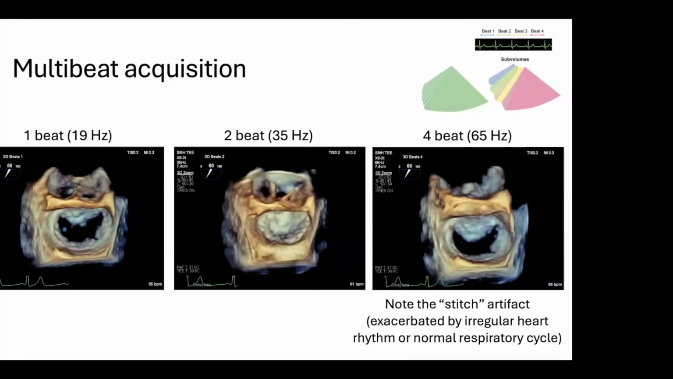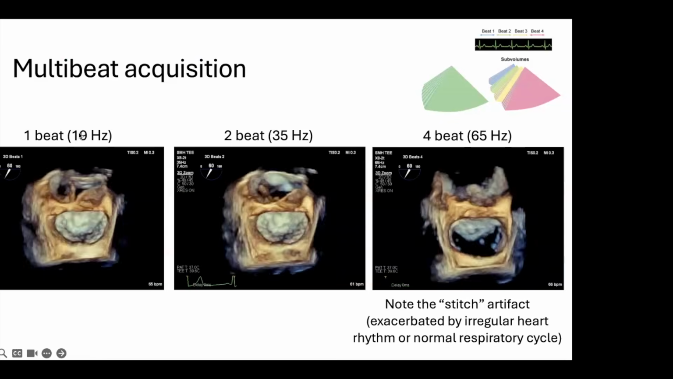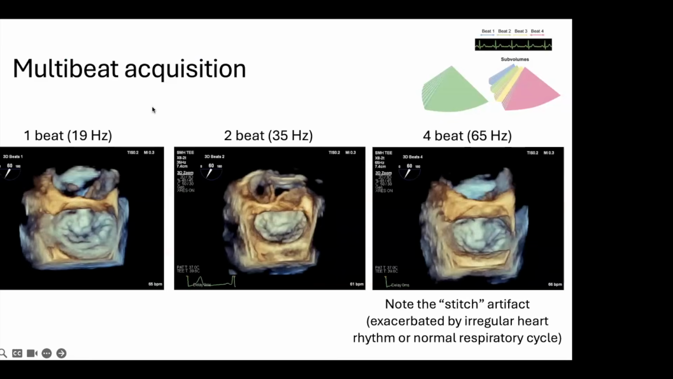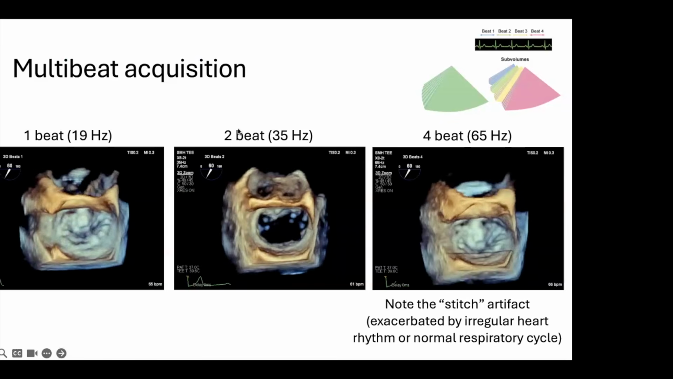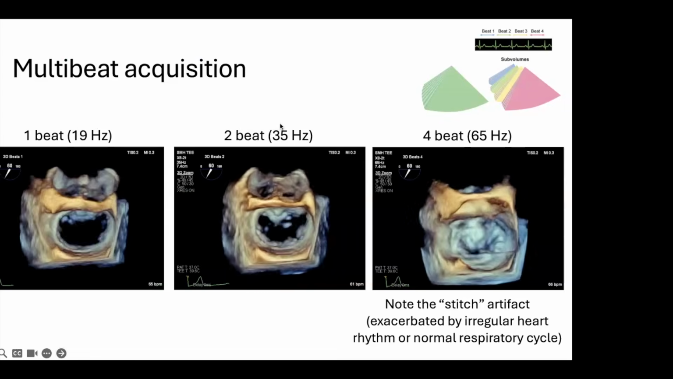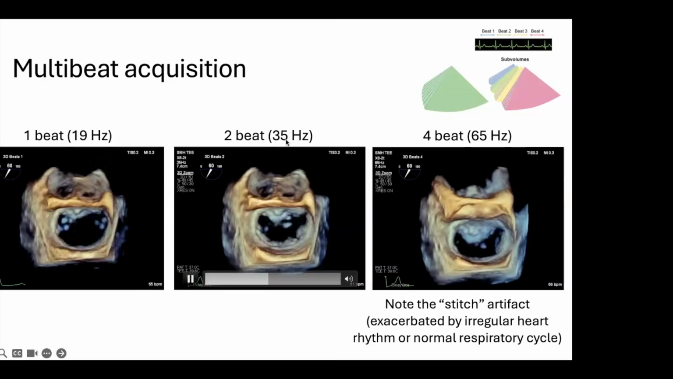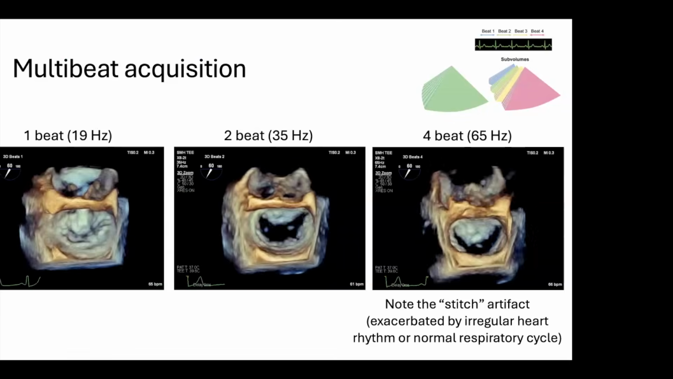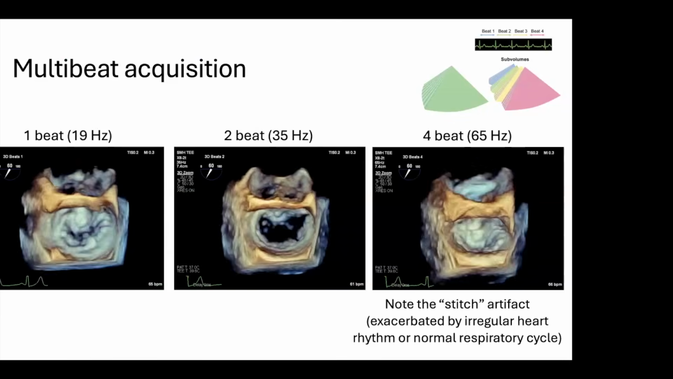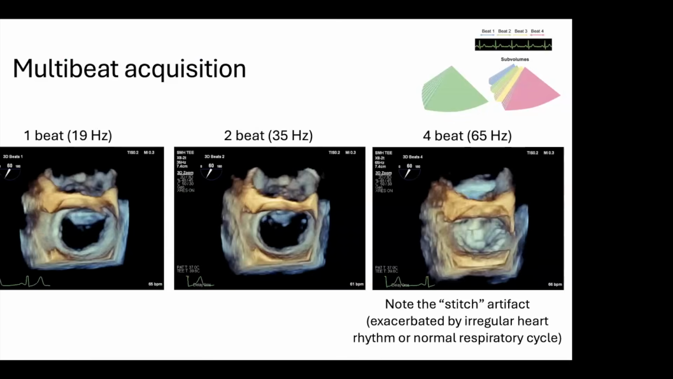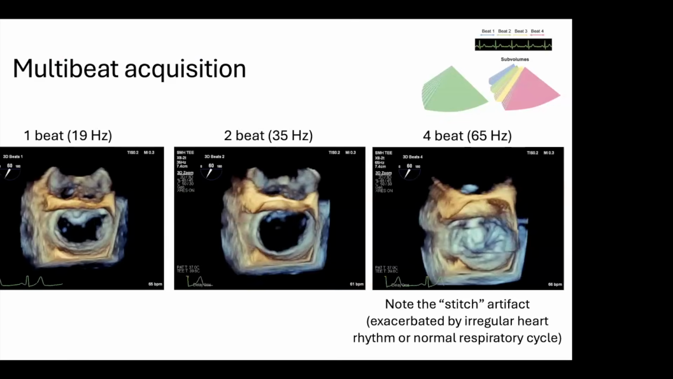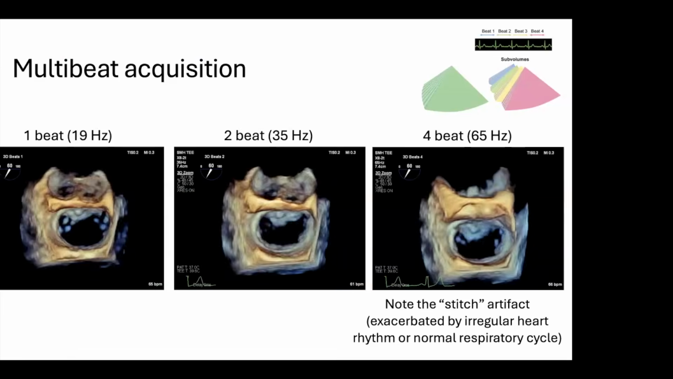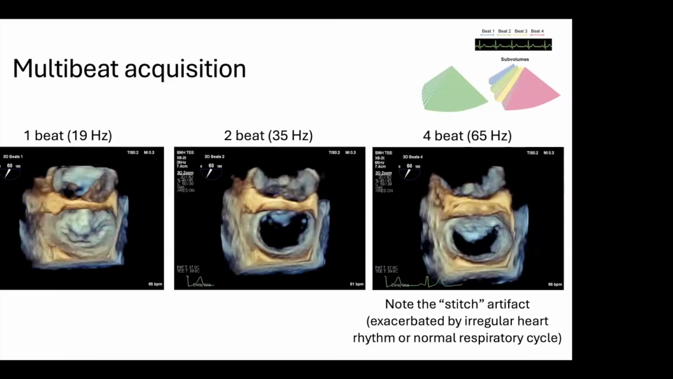So this is an example of the same valve acquired in 1 beat, 2 beat, and then 4 beat. You can see in 1 beat, the valve already looks pretty good, 19 hertz, a nice quality image. When we go to 2 beat, you go up to 35 hertz. So the frame rate goes up, and the image looks a little bit better. You'll argue that the image in the middle has a little bit of choppiness and stuttering when it starts. You can get around that by taking multiple images so that you can pick the best one, for example.